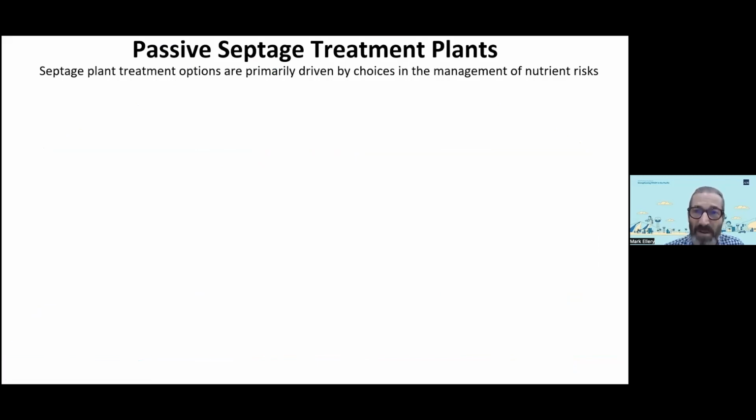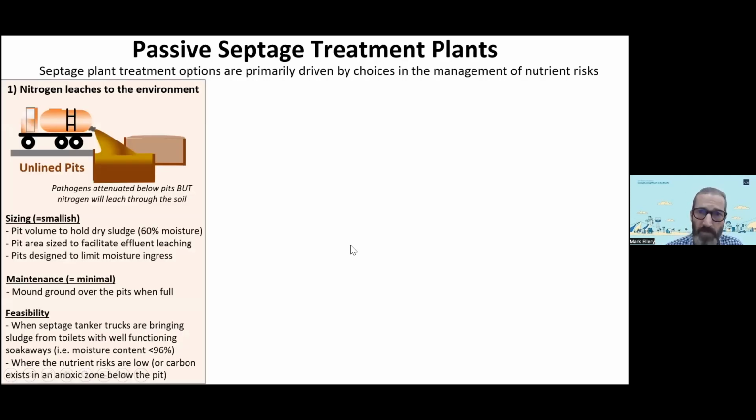Firstly, septage treatment plants. And really the key thing driving the choice of septage disposal plants is the management of nutrient risks. As we see, the soil is quite good at dealing with pathogen risks, and for the selection of sites for septage treatment plants, you can basically site them somewhere where you can design in the attenuation of your pathogens.